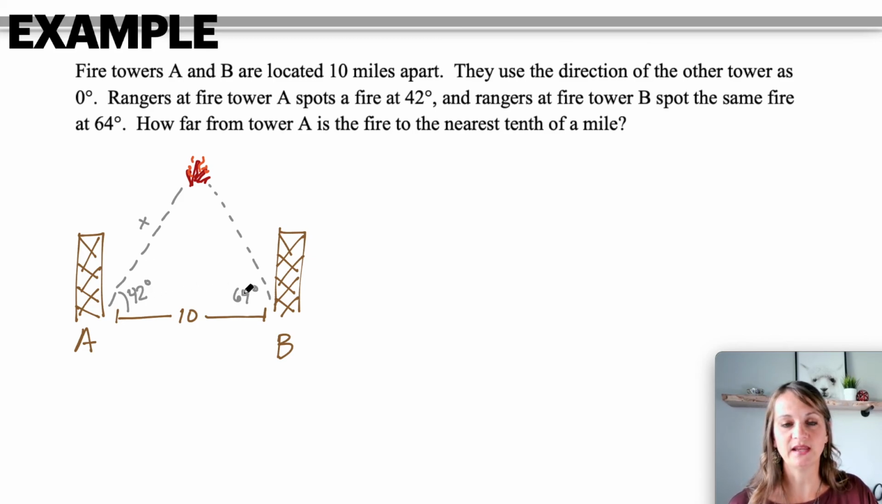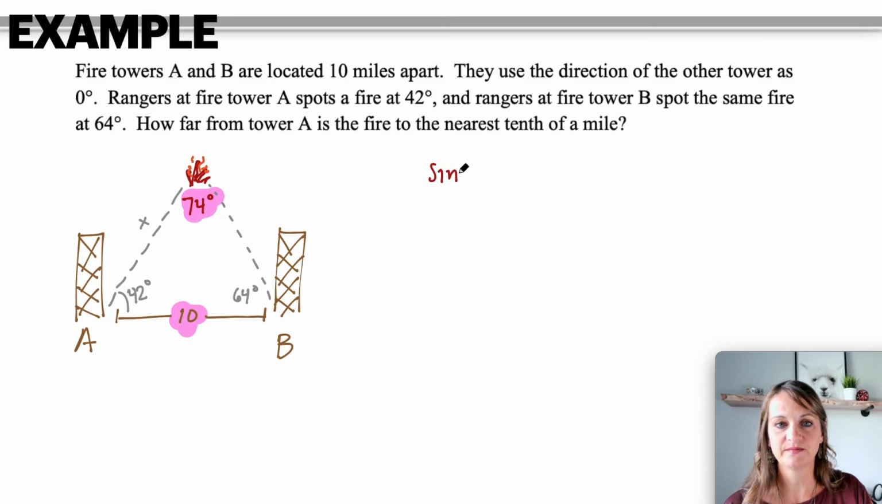If we know two angles, we can add them together and subtract from 180. So 42 and 64 is 106. So subtract that from 180 and you will get 74 degrees. Now we have an angle and its opposite side, and we can now find our unknown.